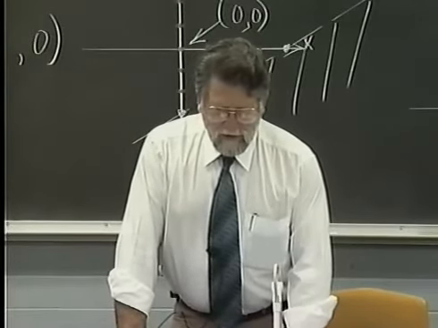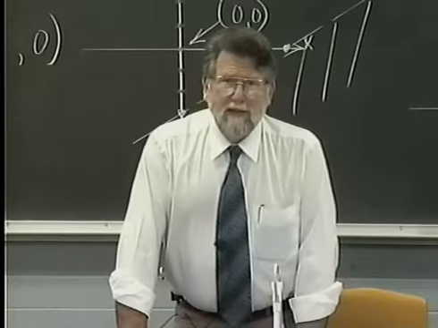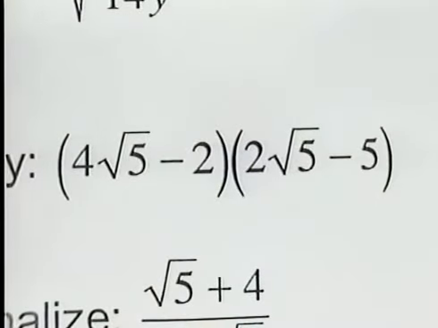Okay, a new one to enjoy. The product of binomials, where you have 4 the square root of 5 minus 2, 2 the square root of 5 minus 5. FOIL. First, outers, inners, last. That's what we want here.